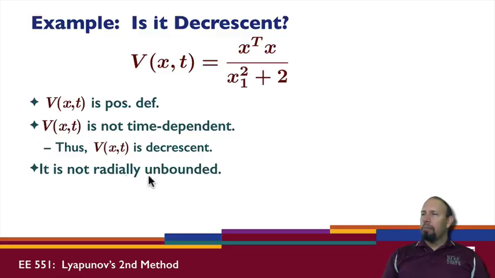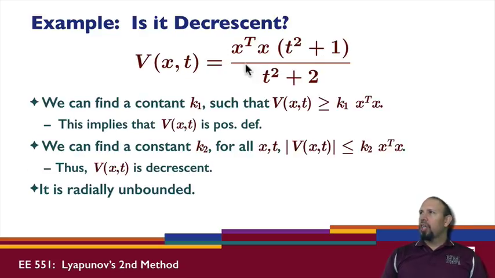What about radially unbounded? This function is not radially unbounded in the x1 direction. It is radially unbounded in the x2 direction, but you actually need it radially unbounded in all directions. So we have this function. It is decrescent. What about this function? So in this case, we can find a constant value k1 such that v is greater than or equal to k1 times x transpose x. So this implies that v is positive definite for all time.